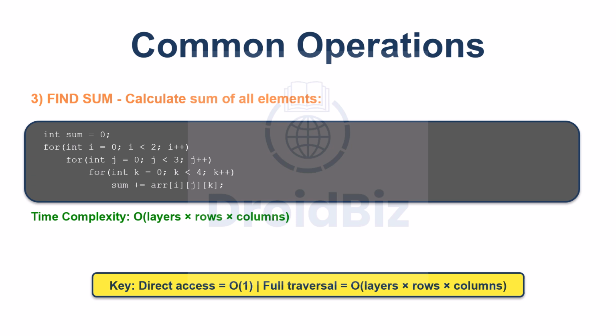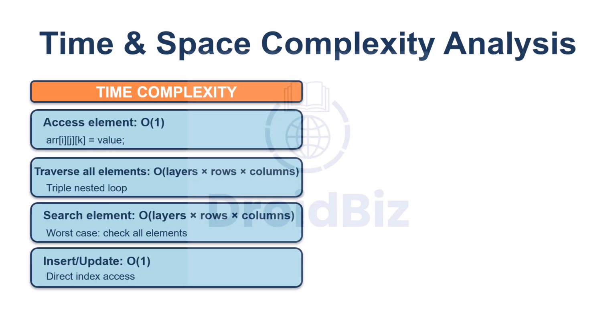rows times columns). Let's analyze time and space complexity for 3D arrays. Let's look at time complexity first. Operation 1, access element. To access or update an element, the time complexity is O(1). This is constant time because we access the element directly. Operation 2, traverse all elements. Using a triple nested loop to visit every element takes O(layers times rows times columns). We must visit each element once.